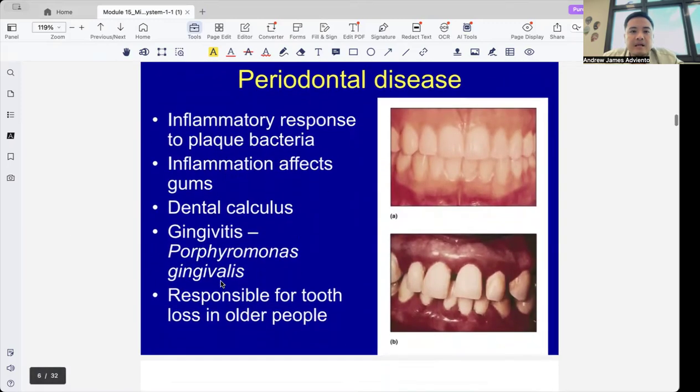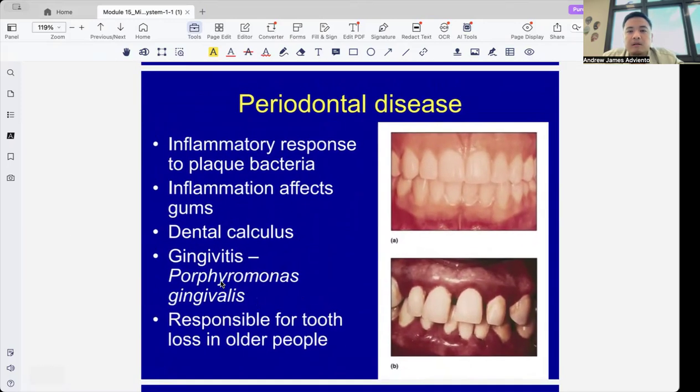Next is the periodontal disease. This one involves inflammation of the gums due to plaque bacteria. If untreated, it can lead to tooth loss. So a key bacterium involved is Porphyromonas gingivalis. So proper oral hygiene is essential to prevent this.